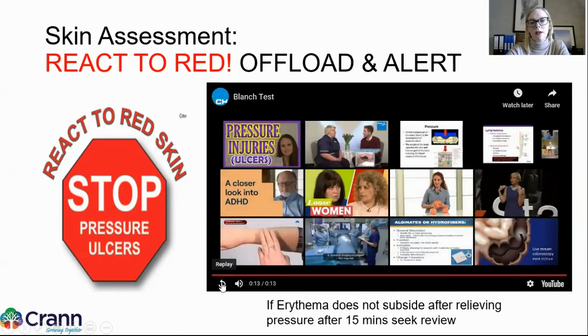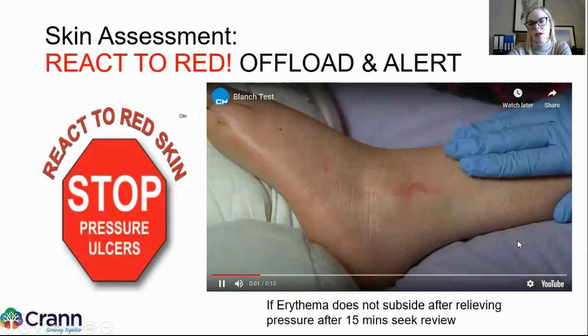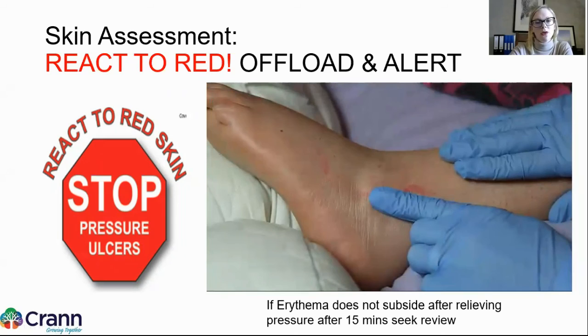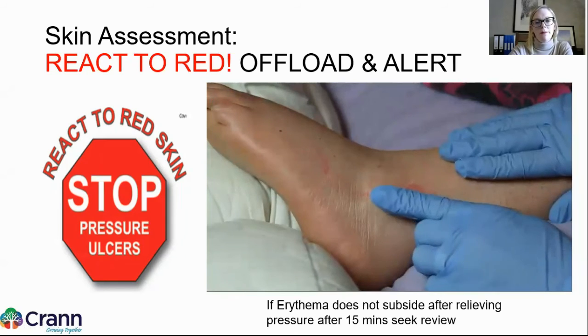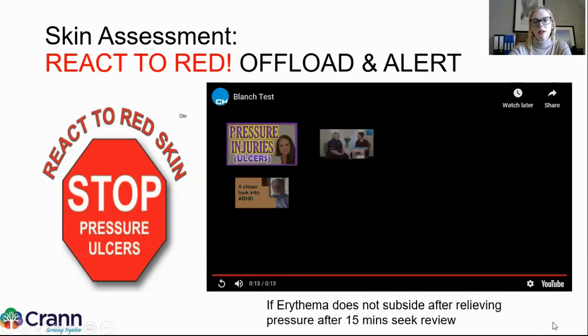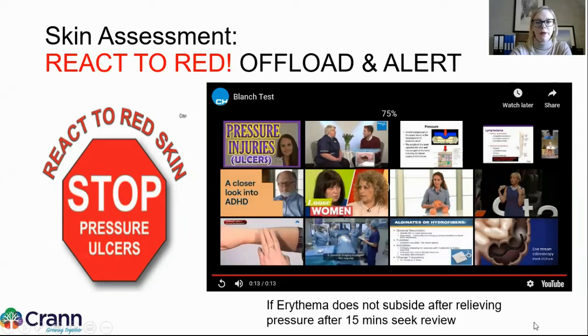So we'll just do that again, just to show you again, because it's so important. You literally press and hold, and the area should blanch. You can't quite see it under her finger there, but that will go white. And then when you release, the whiteness should reperfuse and the blood flow should come back. With non-blanching erythema, what would happen there is that it would stay red.